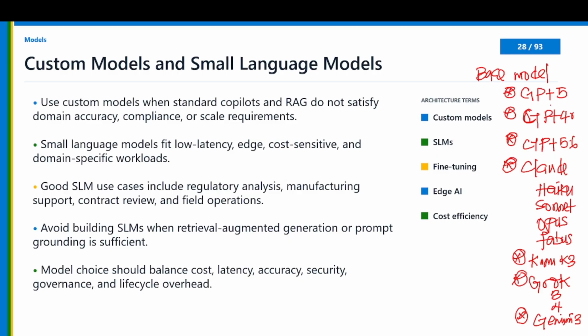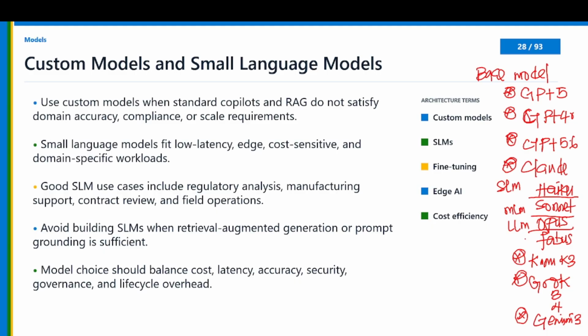And from them, we have LLM and SLM. LLM is large language model. GPT-5 is a large language model. GPT-4.0 is a large language model. GPT-5.6, all these are large language models. Then for Claude, we have a series of Claude models. I think the smallest here is Haiku, so this is SLM. Sonnet is medium. And Opus and Fables, they are LLM.